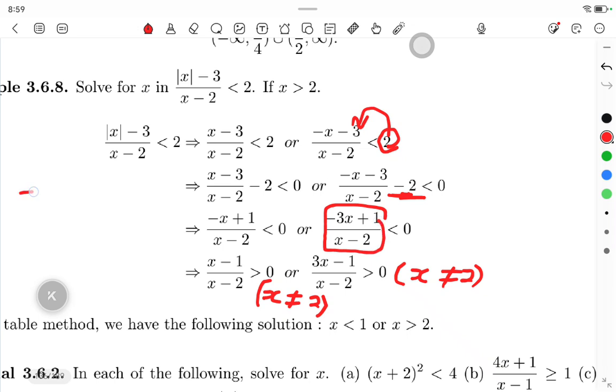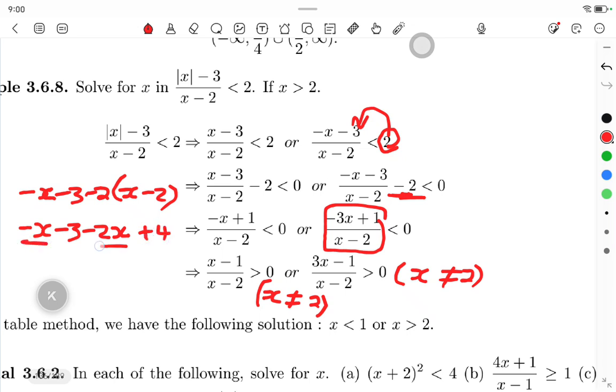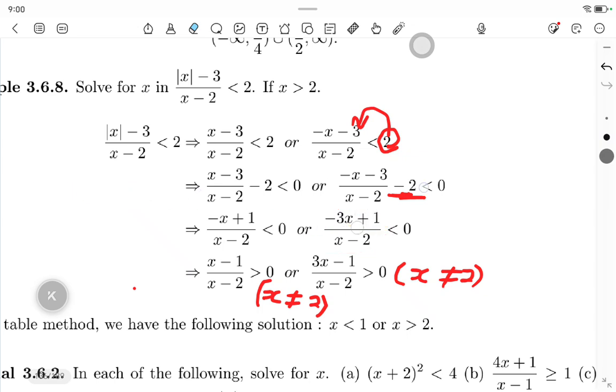Let's see. Let's simplify and say this is minus x minus 3 minus 2 times this, x minus 2. Then this will be minus x minus 3 minus 2x plus 4. Then minus x minus 2x will give us minus 3x. Then minus 3 plus 4 will give us a 1. That's how we have that. You say, right?